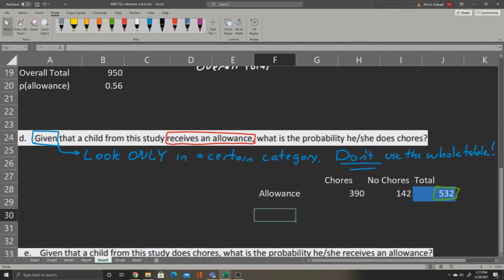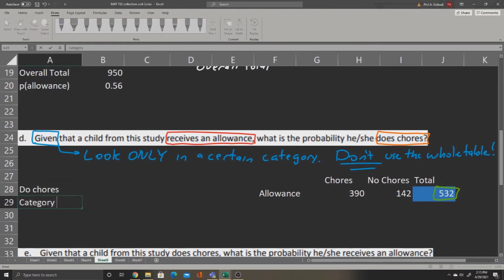We can see among the children who receive an allowance, the category total is 532. However, the question asks about the children who do chores and receive an allowance. So we're going to look only at this piece of the table and look at the children who do chores and get the category total as well. So the children who do chores are 390, and the category total is 532. Once again, we're not using the overall total because of the word given, which I boxed in blue.